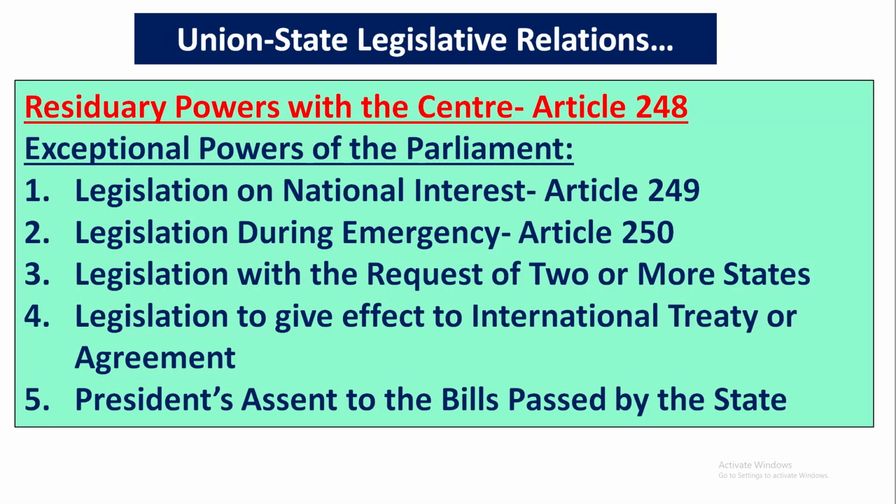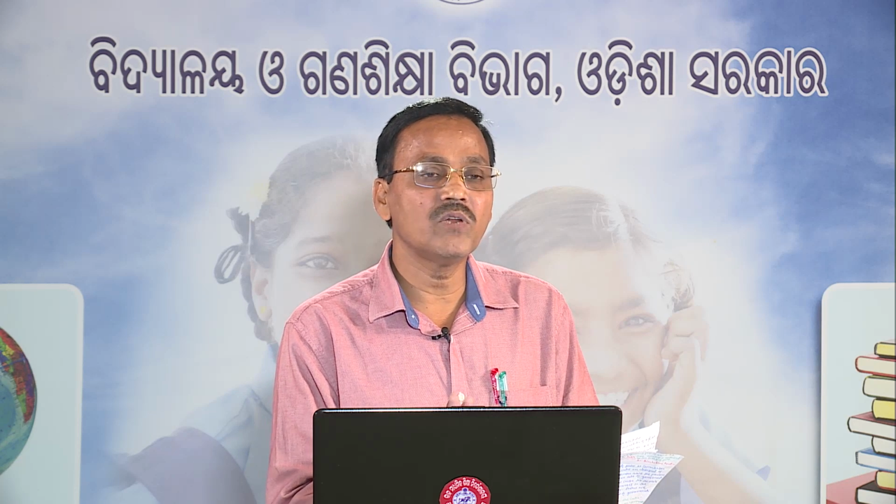Besides that, to give effect to an international treaty or agreement, if the situation demands, the union government or union parliament can make law relating to the state list, and because of that, if the states are affected, then the states have no right to raise voice against the union government or union parliament.